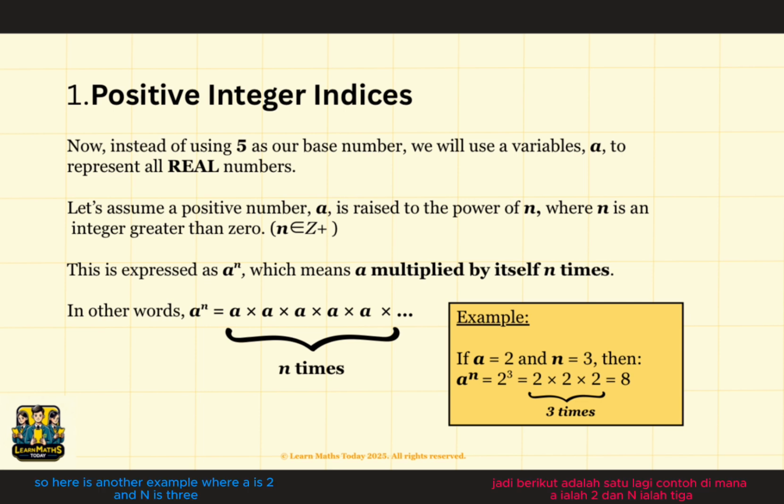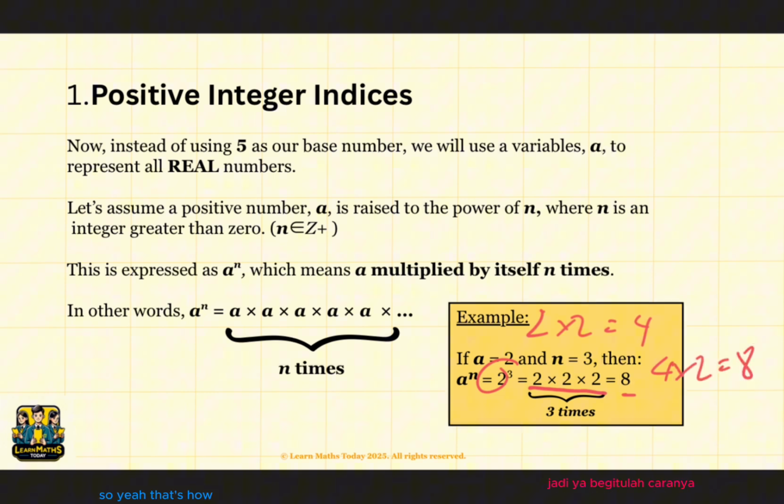Okay, so here's another example where a is 2 and n is 3. We can write it as 2 to the power of 3, which is also 2 multiplied by itself 3 times, which will give you 8. So 2 times 2 will give you 4, and 4 times 2 will give you 8. So that's the logic behind it.